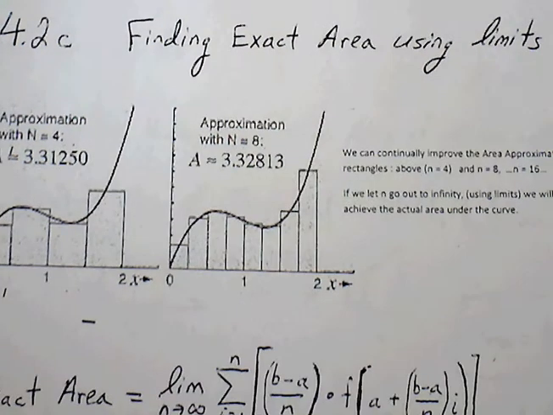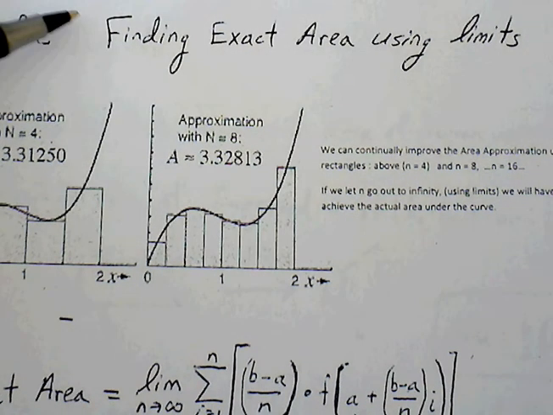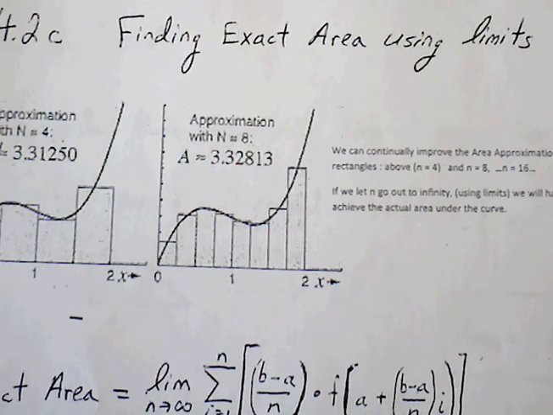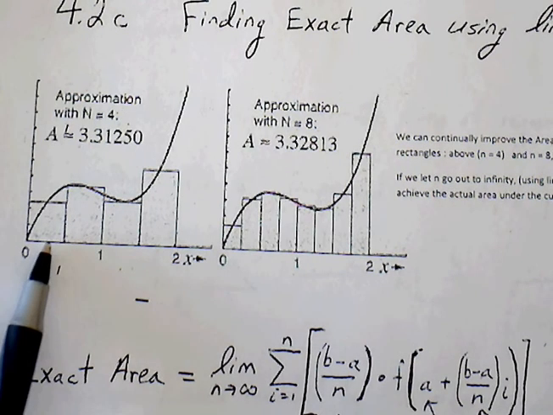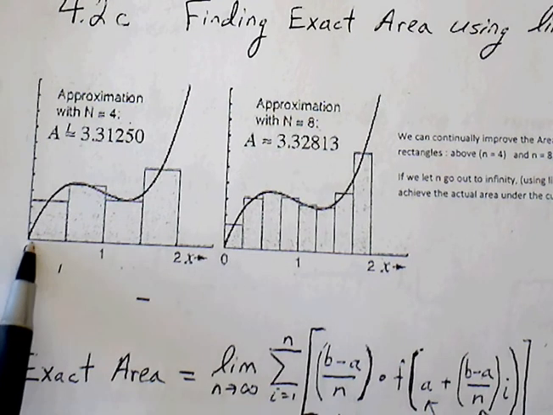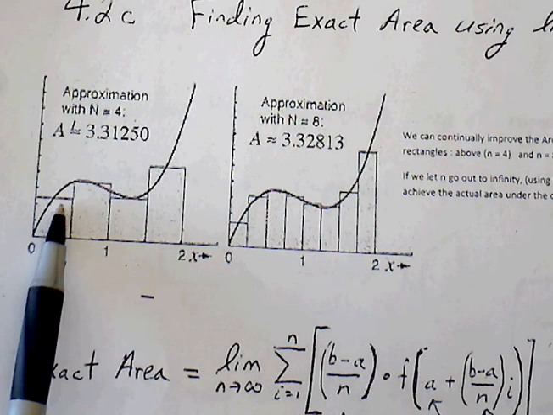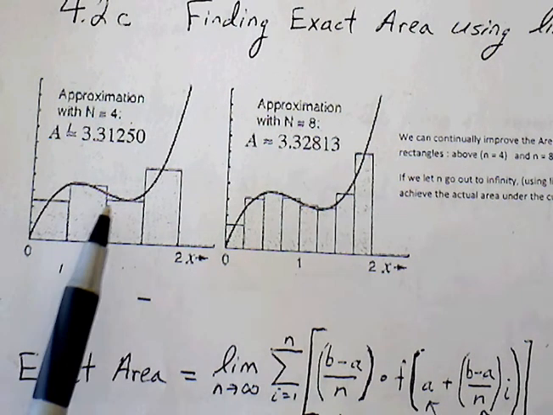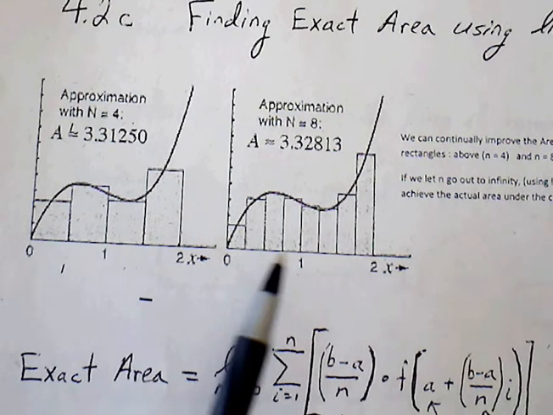Let's go over notes for 4.2 Part C, and in this section we're trying to find the exact area using limits. So let's first start off reviewing what we've done before with approximation. If we wanted to use 4 rectangles, for instance, to approximate the area between the curve, the x-axis, 0 and 2, we see that we have some gaps that cause us to just be an approximation, and the way that we can improve this approximation is we can use more and more rectangles.